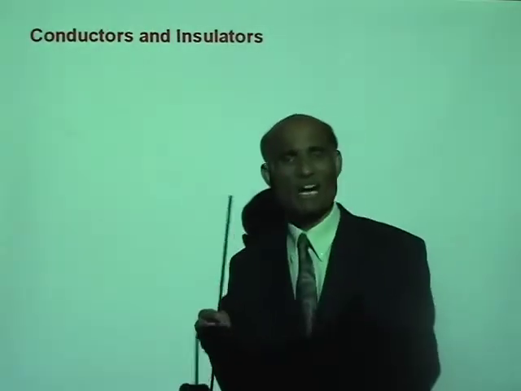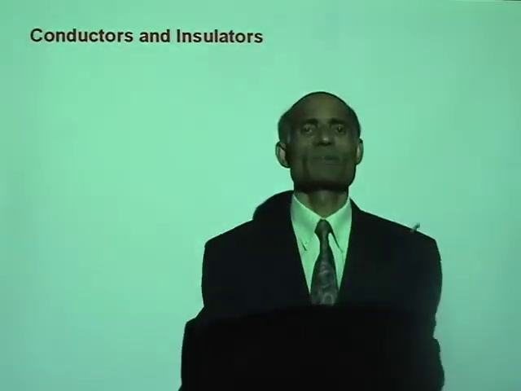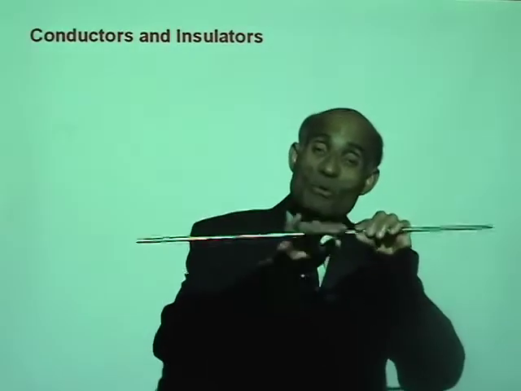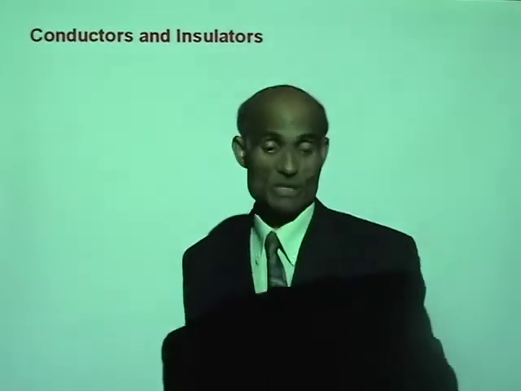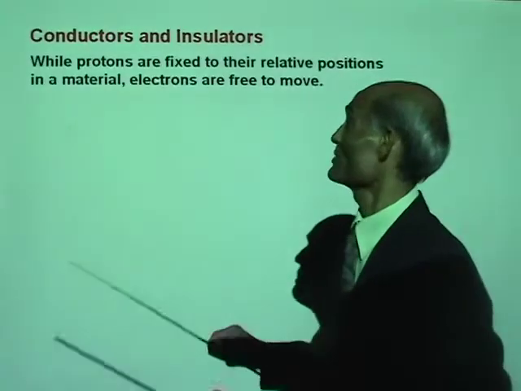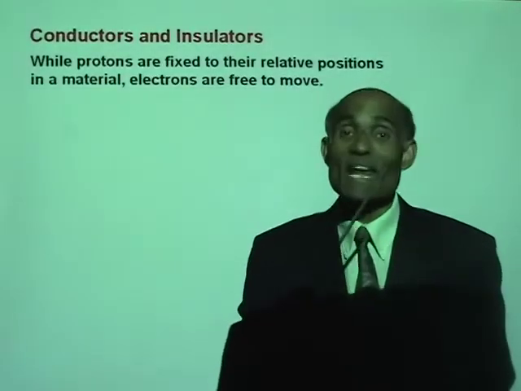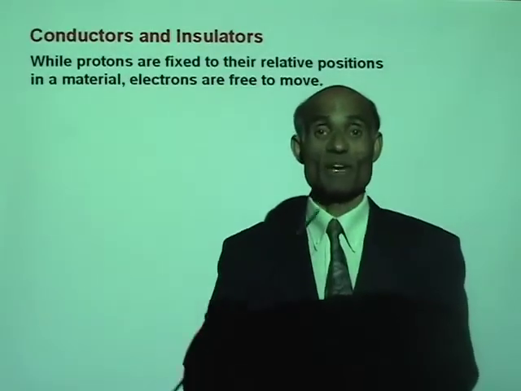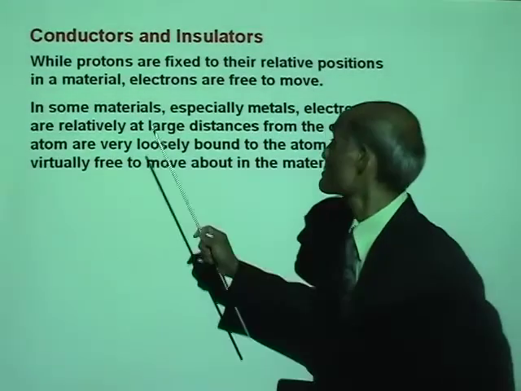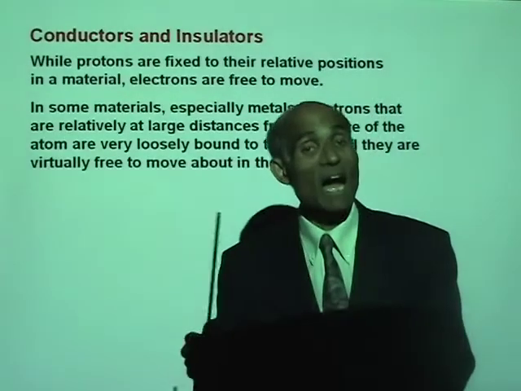Let's now talk about conductors and insulators. If you look around, we see different materials. Some of them will allow electric charges to flow through them, electric current to flow through them. Some others won't. So we have materials that can be classified as conductors and insulators. While protons are fixed to their relative positions in a material, electrons are free to move. Electrons move around the atom. Now, in some materials, especially metals, you know that metals are good conductors of electricity and heat.